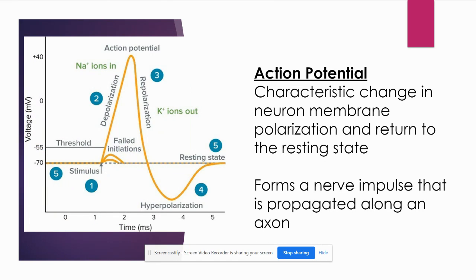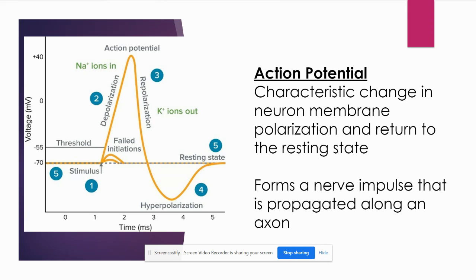So what we're trying to have you understand is action potential. This is a characteristic change in a neuron membrane polarization and return to the resting state. If you look at the diagram, the resting state is measured at negative 70 millivolts. Now, the action potential is what's going to form a nerve impulse that gets propagated along an axon. It's a rapid change in polarity across the axon as the nerve impulse occurs.